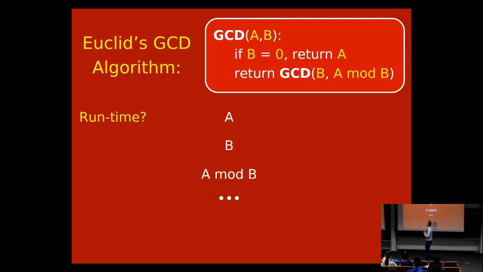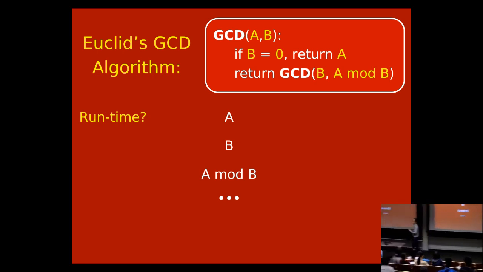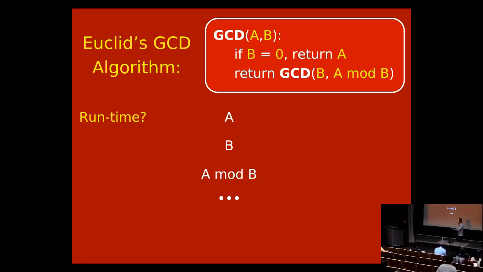OK, so let's imagine what happens. The general idea, if you play around with this for a second, is you see that as you keep doing mod of this, mod of this, mod of this, the numbers get a lot smaller quite fast. They kind of get exponentially smaller as you go along, which is exactly what we need. So let me prove that to you.